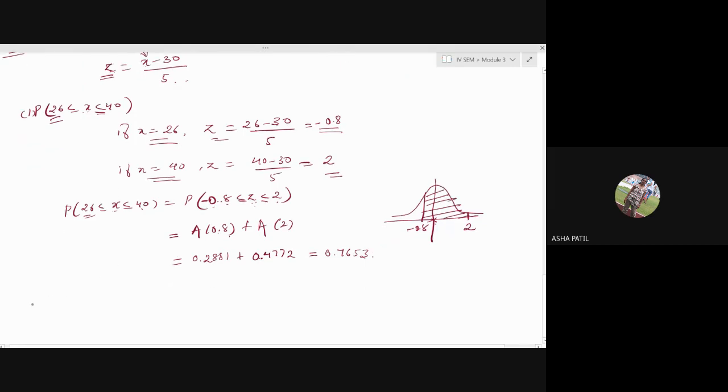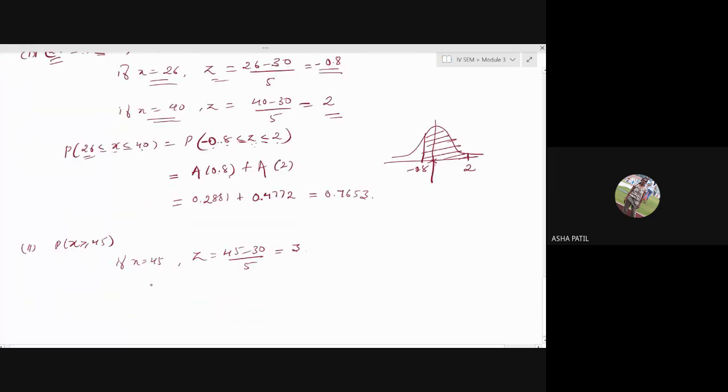Second question: the probability that X is greater than or equal to 45. Now again, if X is equal to 45, Z is equal to, take this relation again, put the value of X: 45 minus 30 divided by 5. So what do we get here? 15 by 5, it is 3.